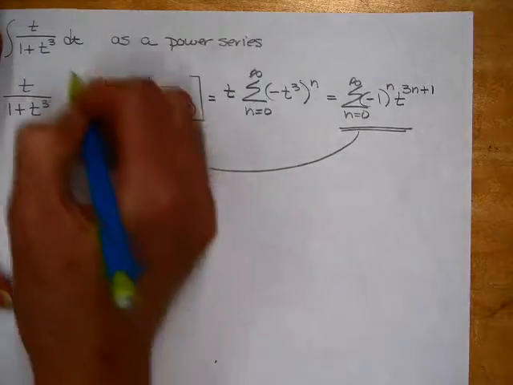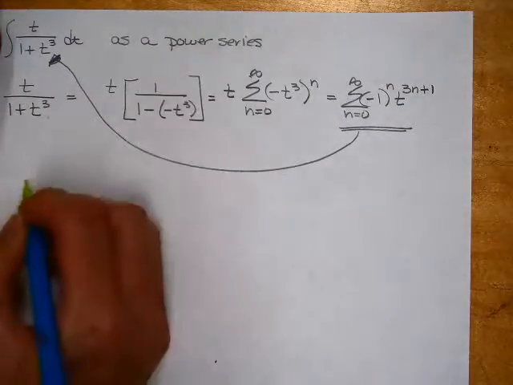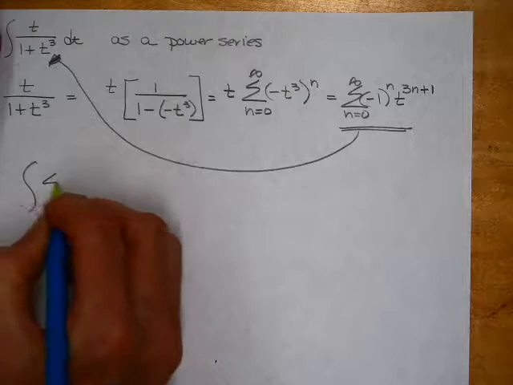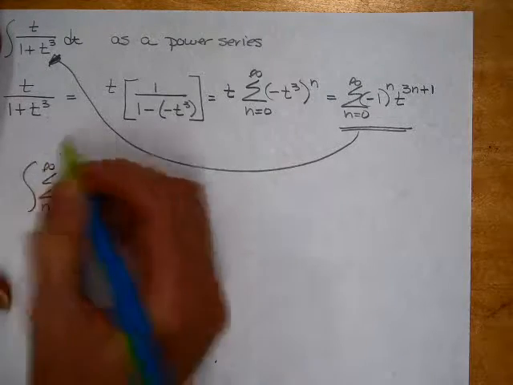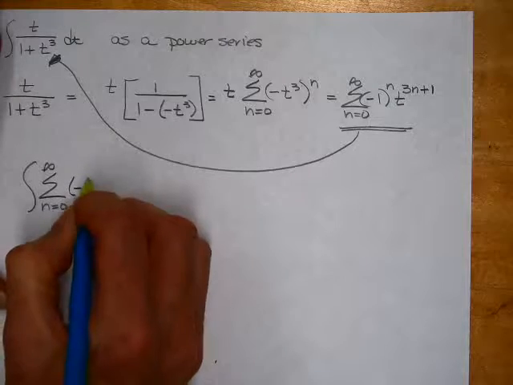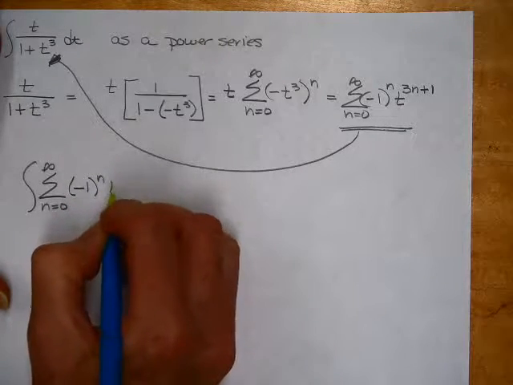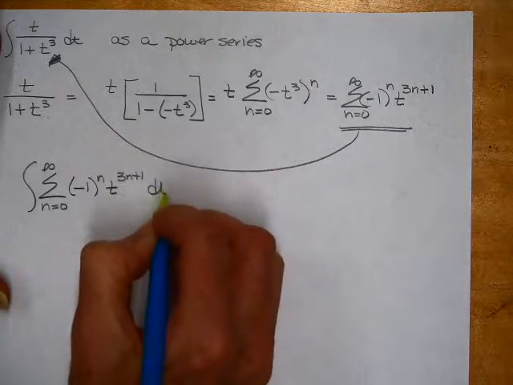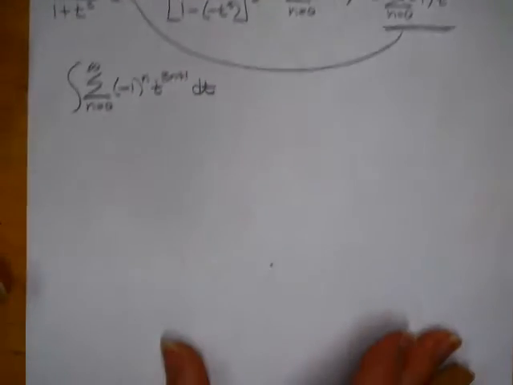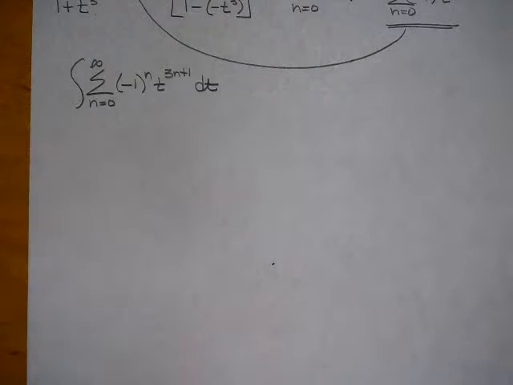This is what you are going to integrate. So you are integrating the sum from n equals 0 to infinity, negative 1 to the n, t to the 3n plus 1 dt. You are integrating with respect to t. Are you with me to this point?